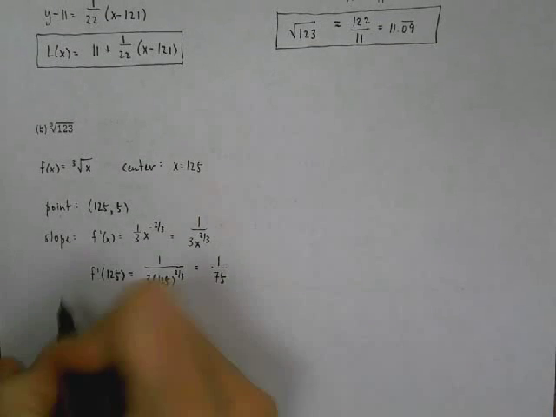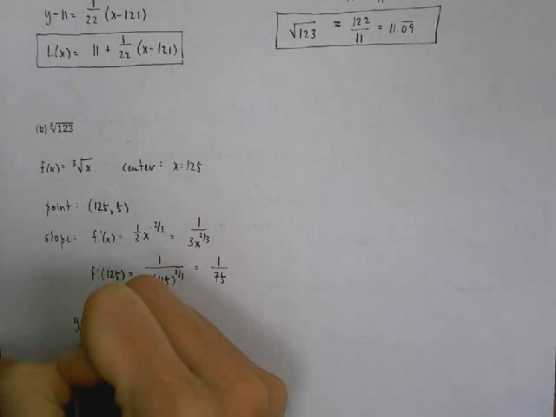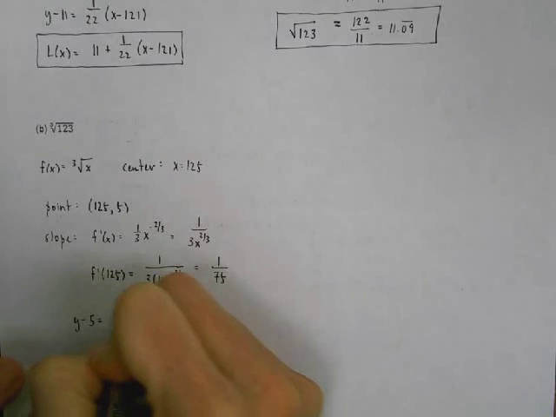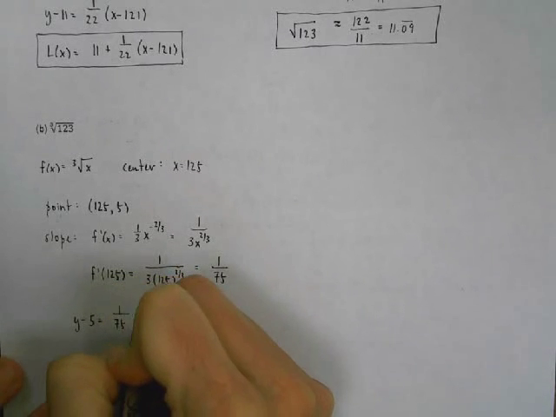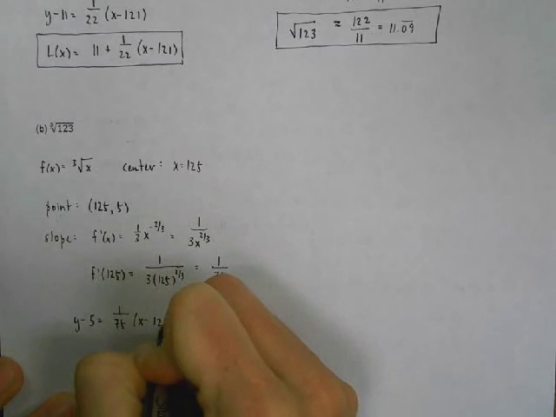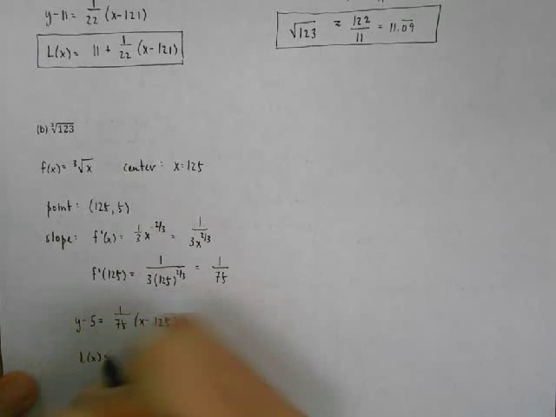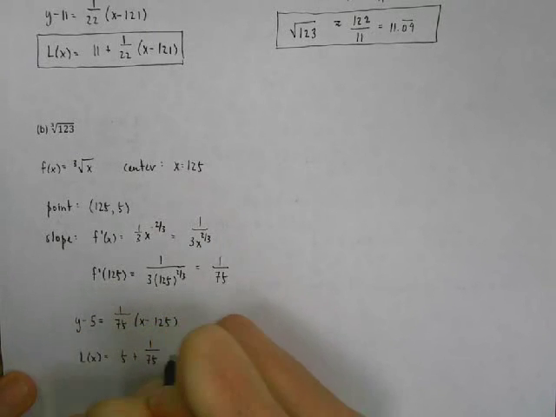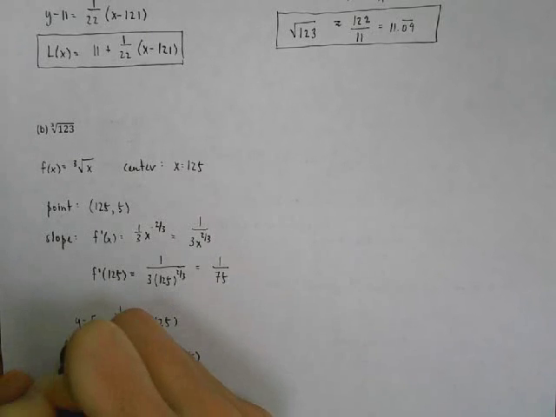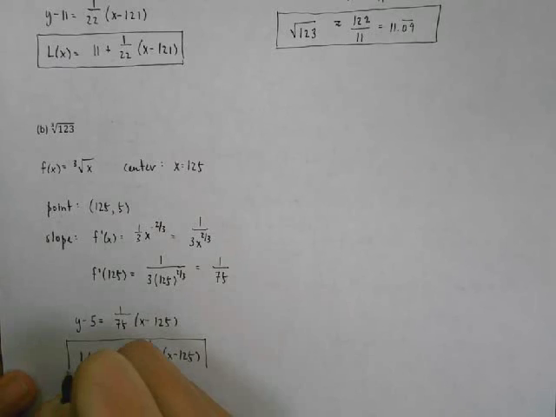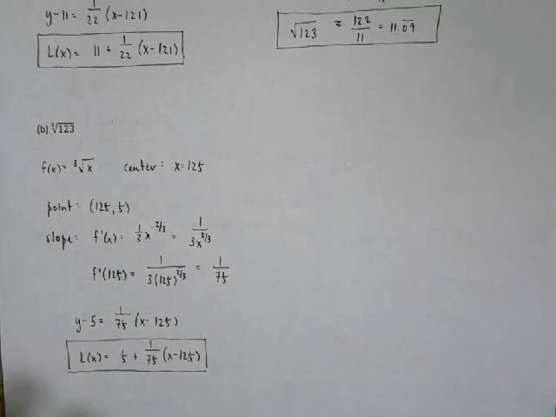So equation of tangent line is next. y minus 5 equals 1 over 75 times x minus 125. And I'm simply going to rewrite that to get my linearization. So 5 plus 1/75 times x minus 125. That is our linearization. Remember, that's just the rewritten equation of the tangent line. So now we're going to actually do the approximation.